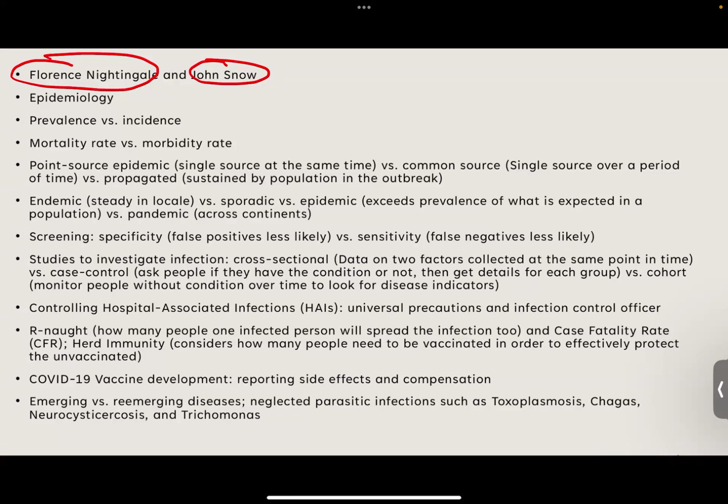Then we come to our terms. This is mostly a terms chapter. Let's be real here. This is mostly a terms chapter. So feel free to use your flashcards and learn your terms on this one, okay?